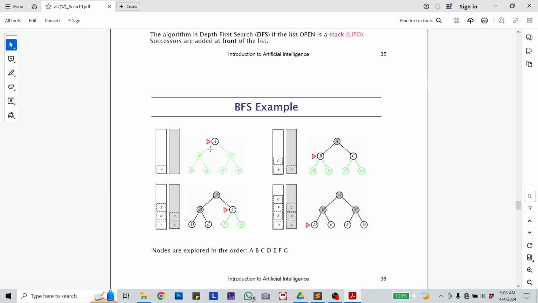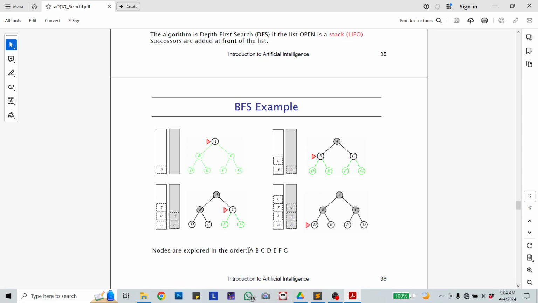This is what we call the level order search, where we look at the node first, then we move on to the closest neighbors. The closest neighbors here are what? B and C. Then after that, you move on to the next ones. The closest neighbors will be what? D, E, F, G. You get it? So it goes in that order.